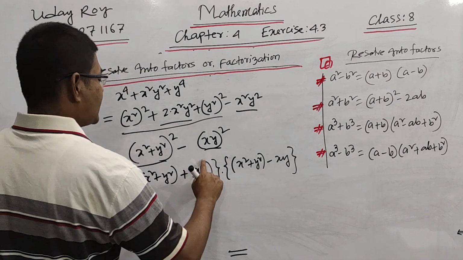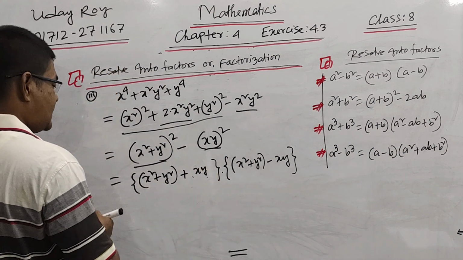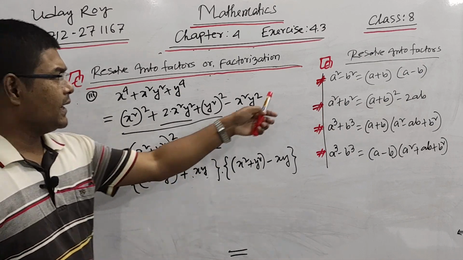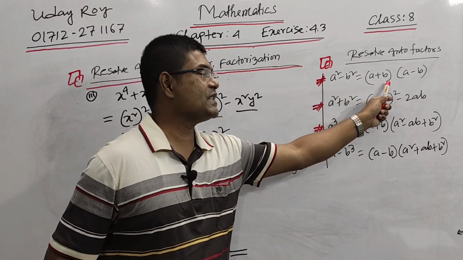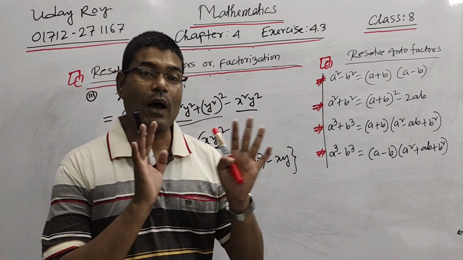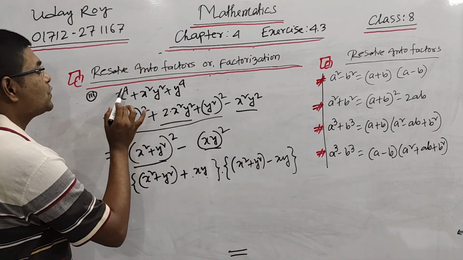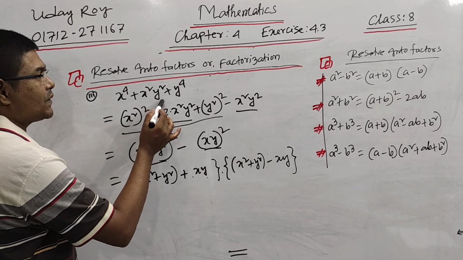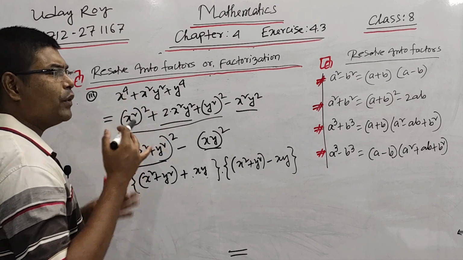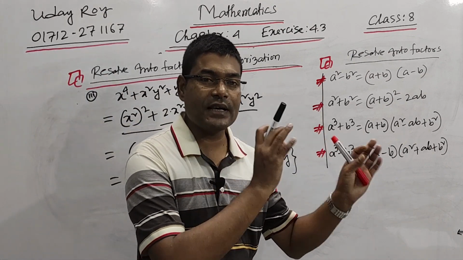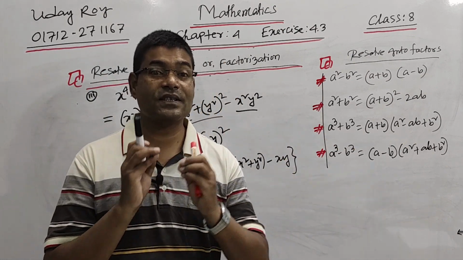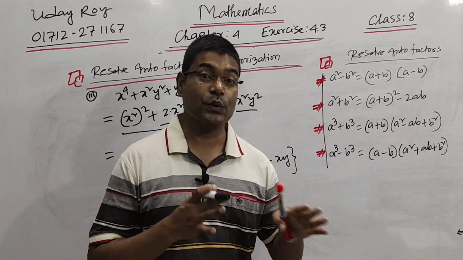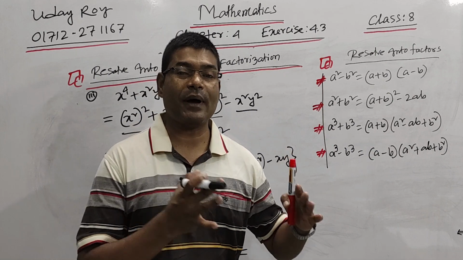Okay, so let's come back. This is a square, this is b square. A square minus b square is a plus b into a minus b. So at first you have to break x to the power 4, which is x square whole square. Here is x square y square, and here is a square. We know the rules: a square plus twice ab plus b square, a square minus twice ab plus b square. So we will try to convert the maths into a plus b whole square or a minus b whole square.